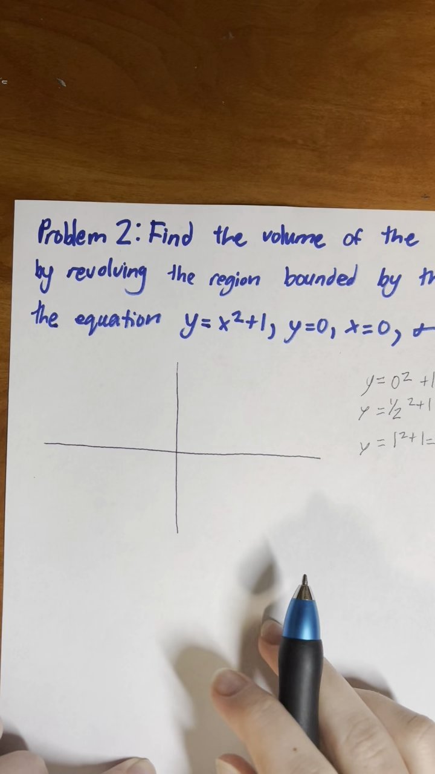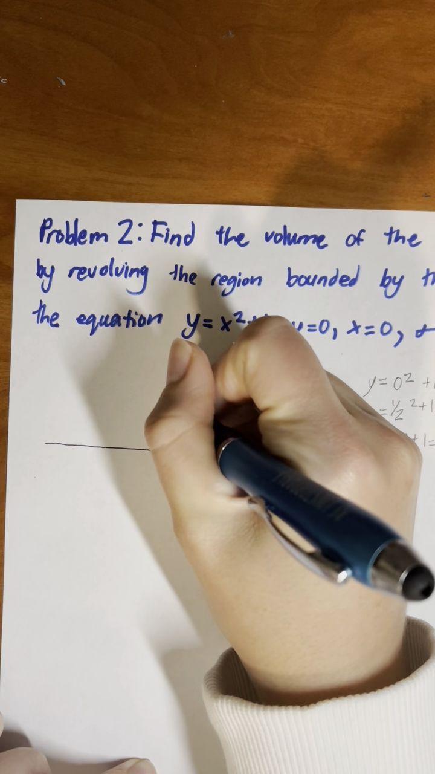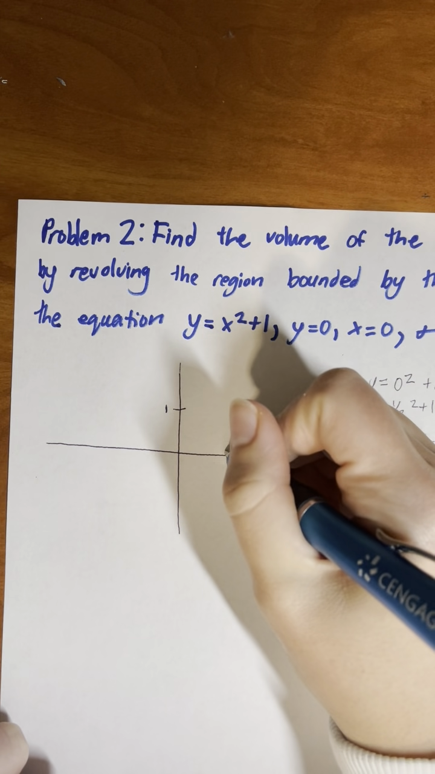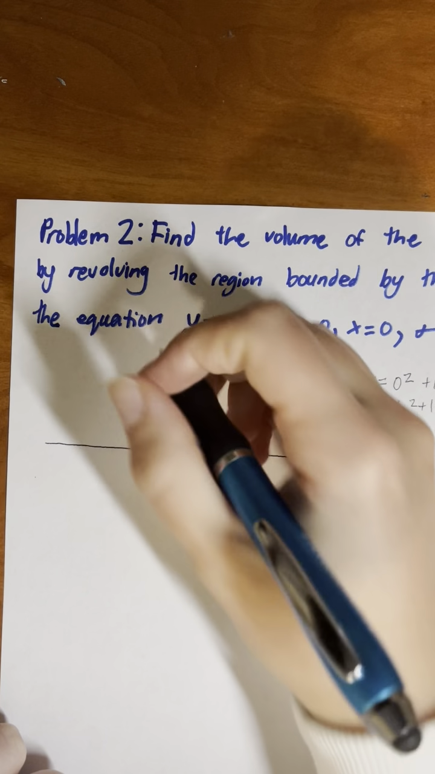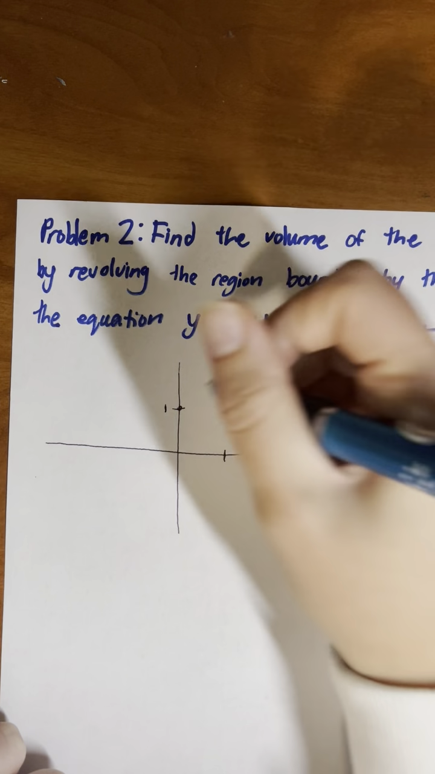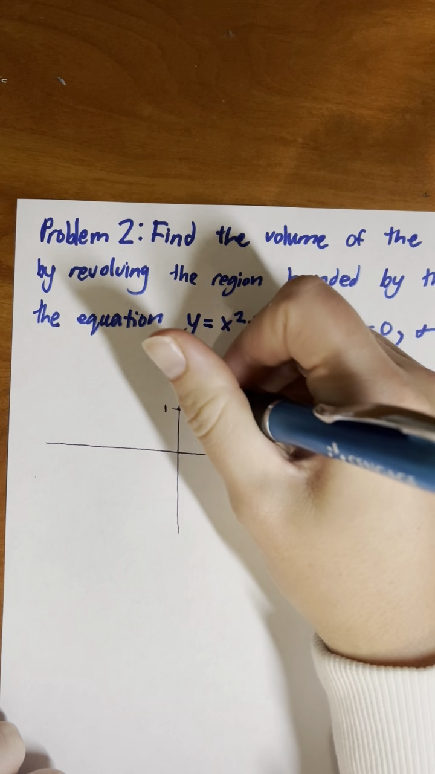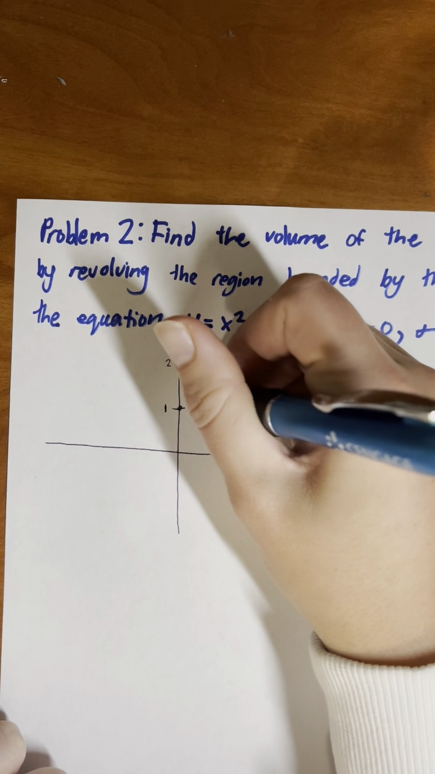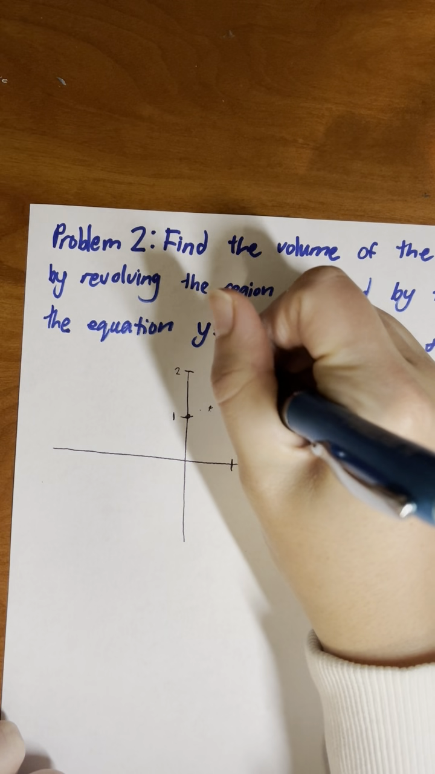Okay, so now that we have those points, we're going to start plugging those in. So 0 is 1, 1/2 is 1.25, and 1 is 2.